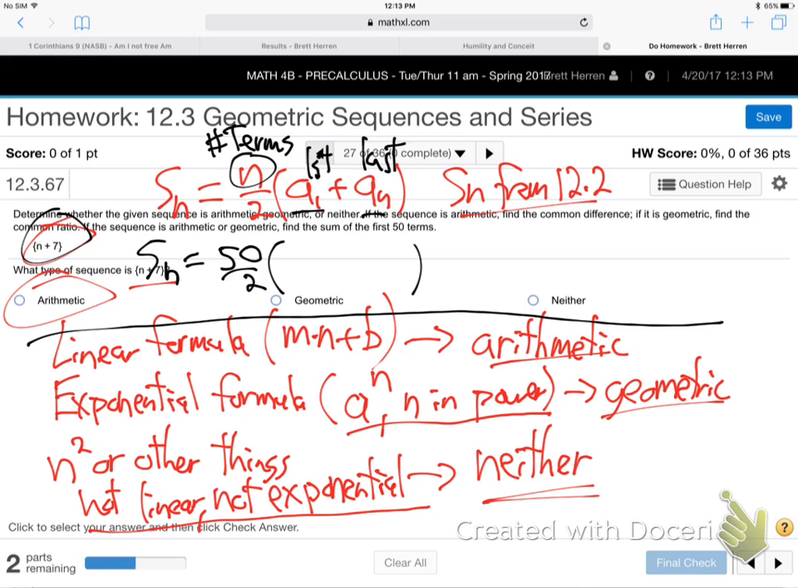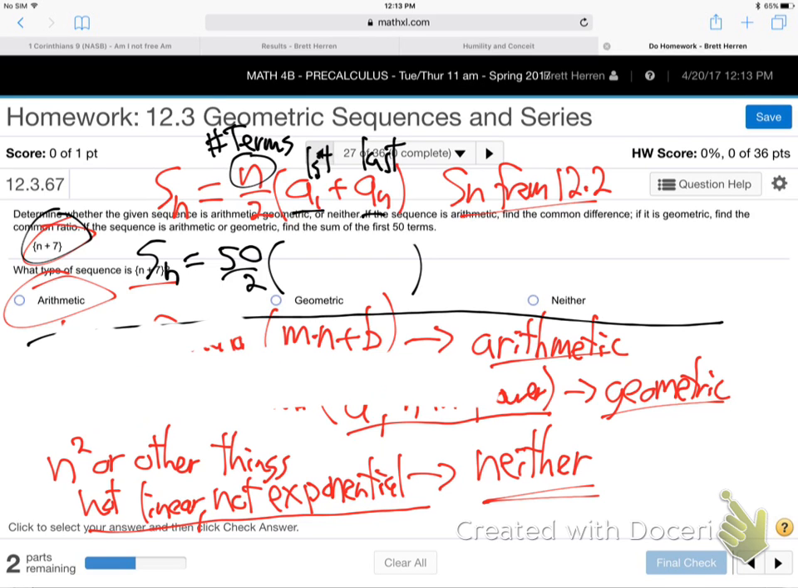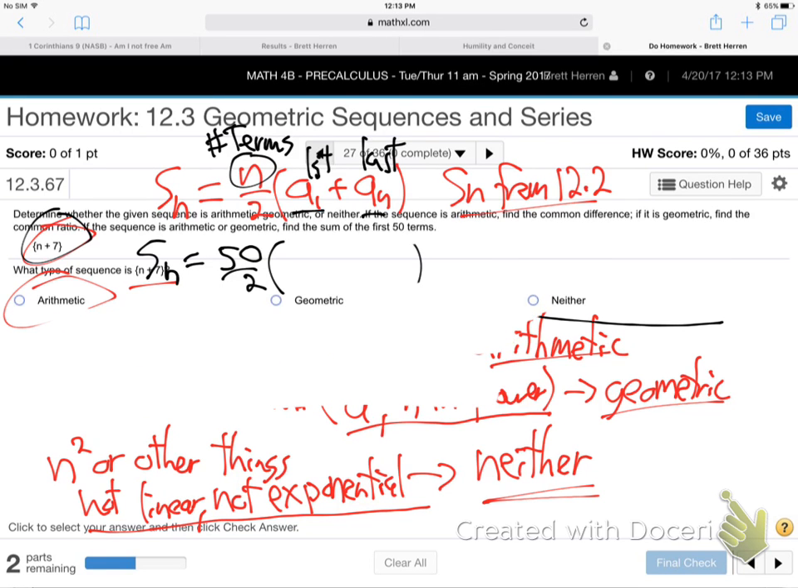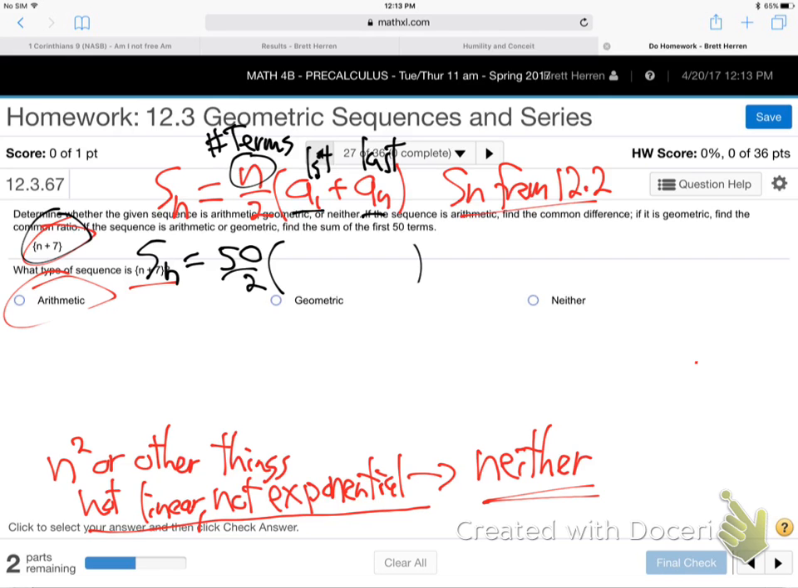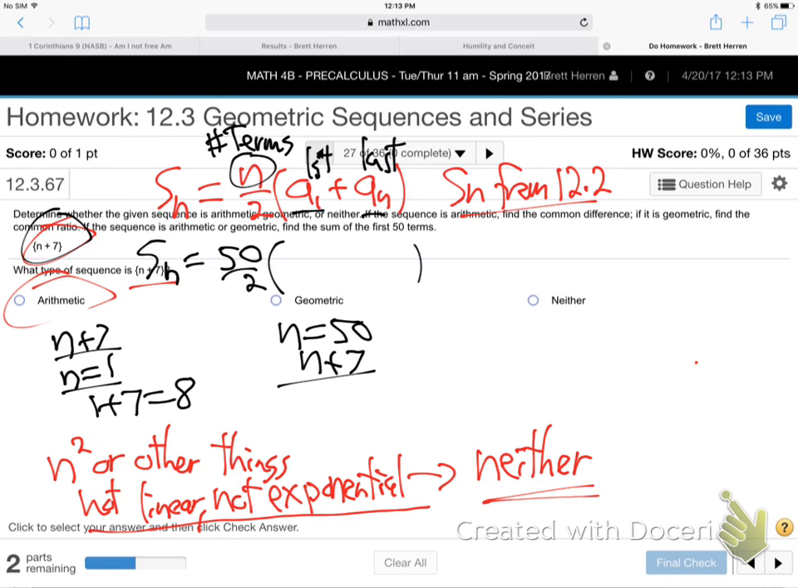The formula is n plus 7. So using the formula, plug in 1 for the first term, plug in 50 for the last term. So use the n plus 7 formula, plug in n equals 1 for the first term, get 1 plus 7 or 8, plug in n equals 50 for the last one, get 57. So 8 is the first term, 57 is the last term. Is that making sense?